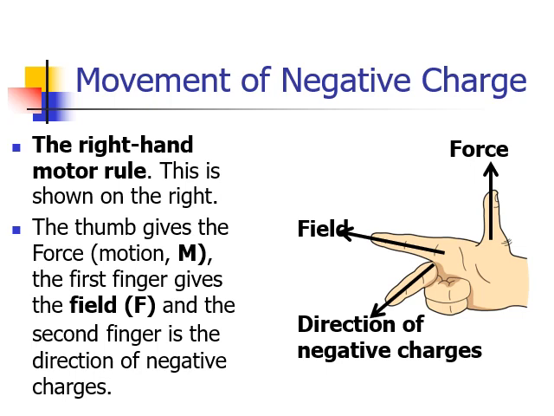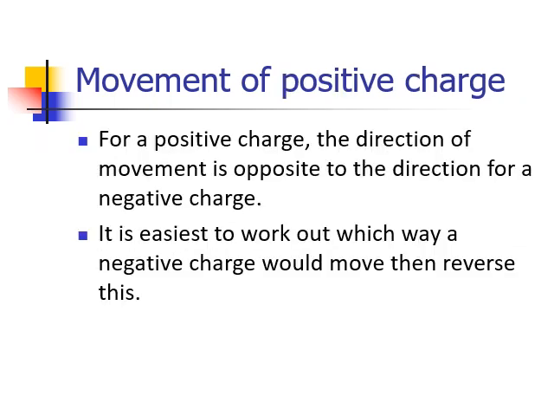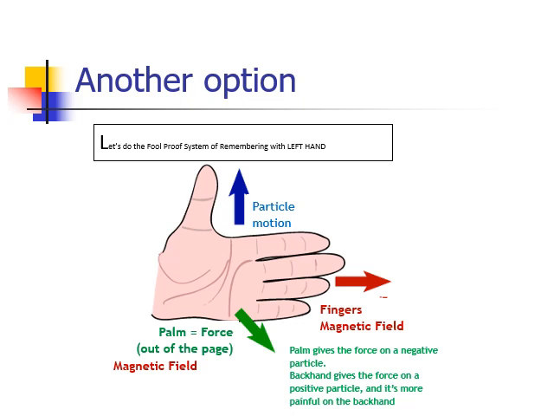Okay, so we can use this. If we have positive charges, we can use the opposite hand, or we can work out what would happen and change it around. There's a similar thing that you can do, looking at the palm of your hand, with the thumb for particle motion, the palm for the force, the fingers for the magnetic field. Personally, I prefer the right hand one, but this one works too, as long as you get the labels correct and the right or left hand also correct.